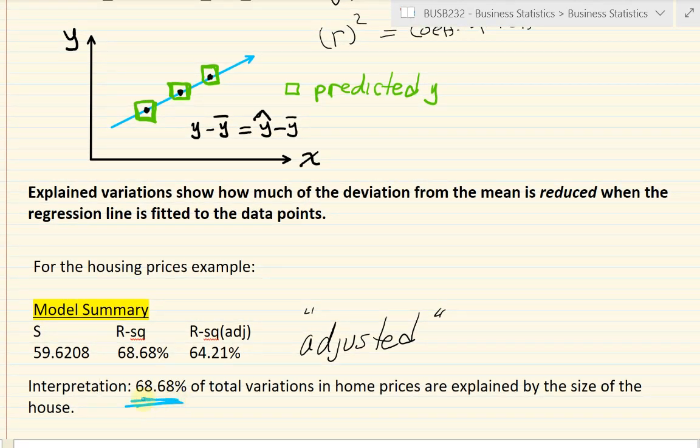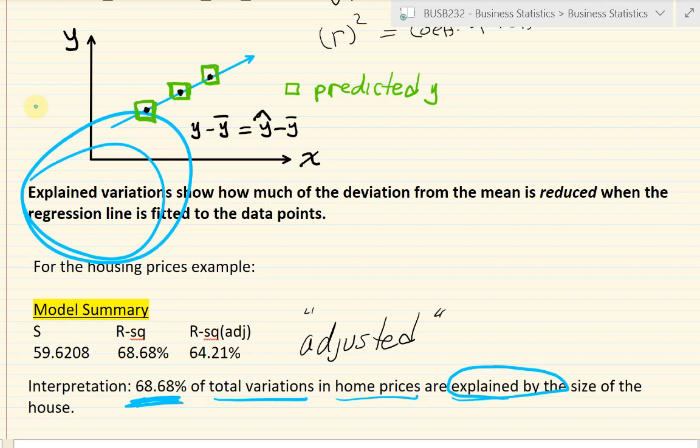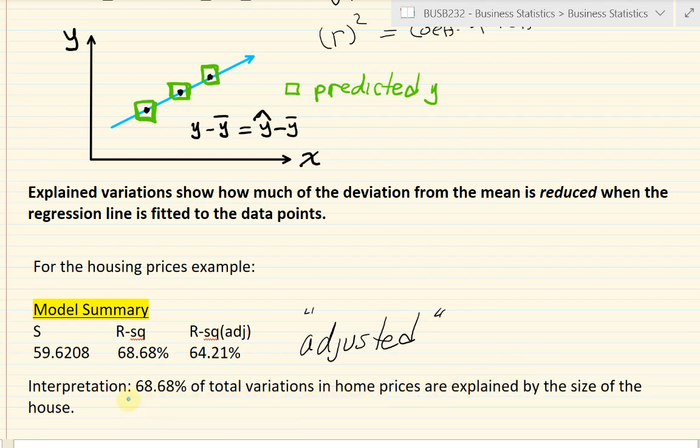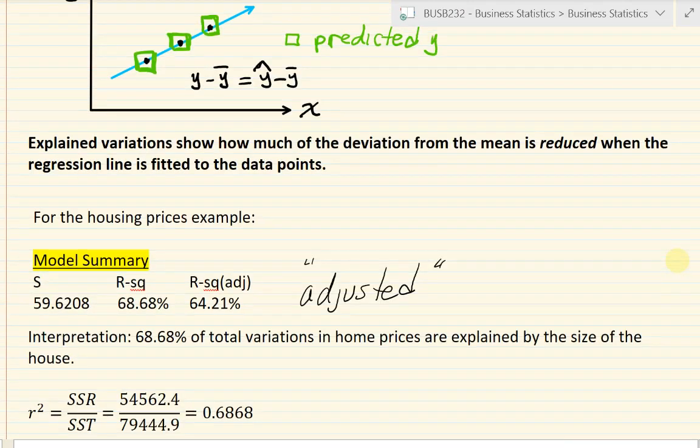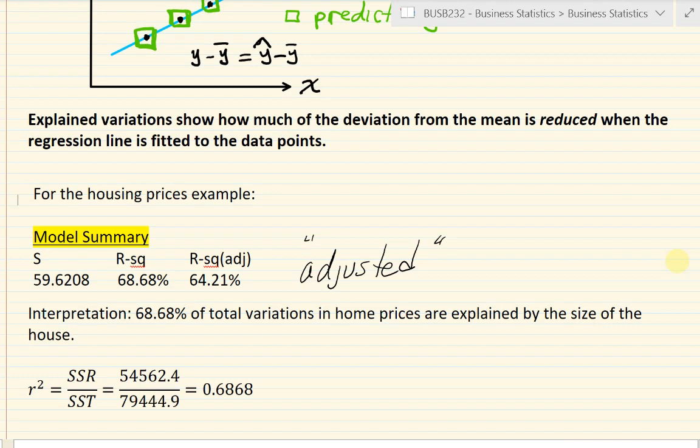It's almost 70% of total variations in home prices are explained by, remember, these are explained variation, right? Explained variations, that's what those are. So 70% of total variation in home prices are explained by the size of the house. That's good information.